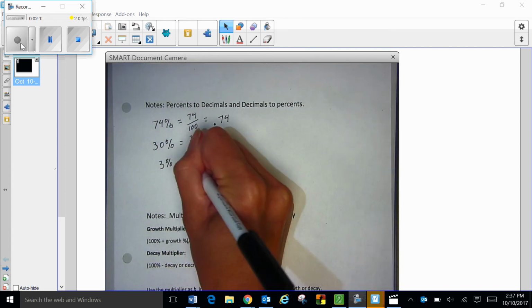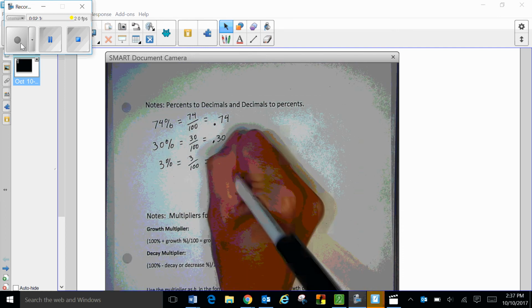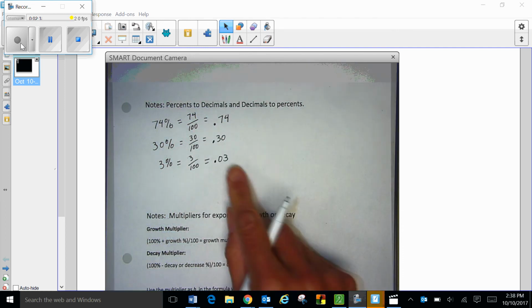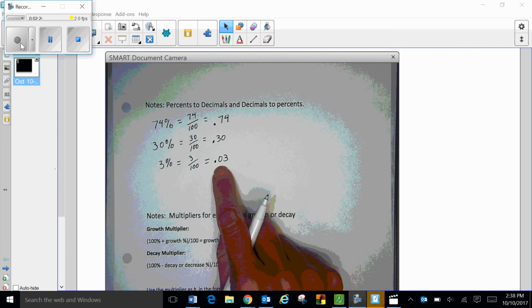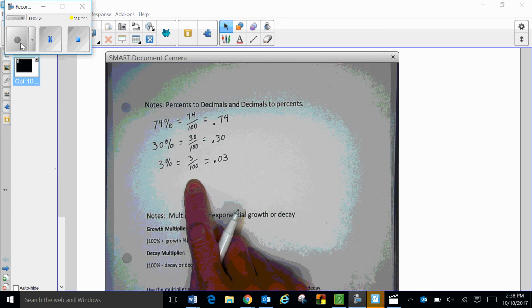If you put 3% in the calculator, you get 0.03. We need that placeholder there to tell us that's not 30%, it's 3%. So be careful with those. If you need to, always divide by 100 to get that.